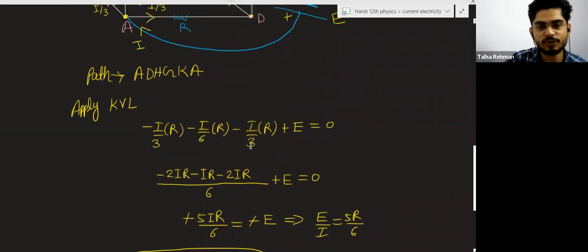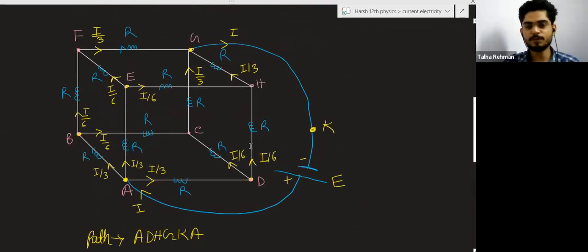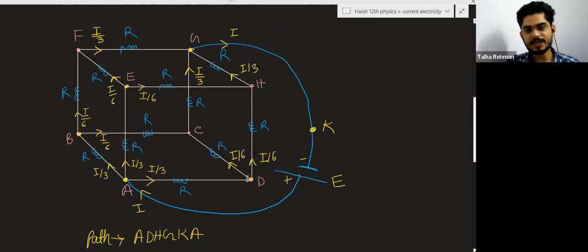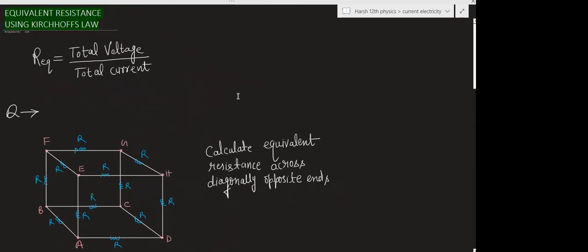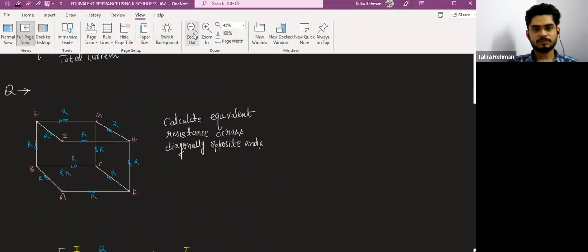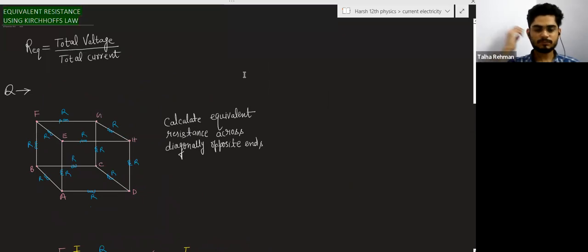So this is the answer, and in this way you have to solve. And one thing more I want to tell you: you can choose any diagonal points. F and D are also diagonal points, A and G are also diagonal points, B and H are also diagonal points. You can choose any path, but your answer will be the same. So just please note it down, and mark one star on this.